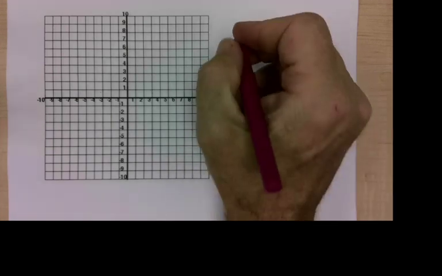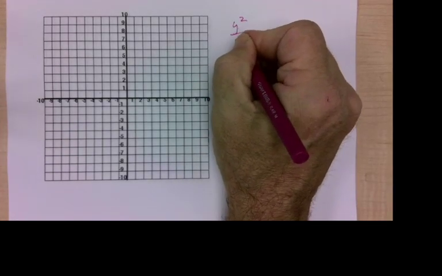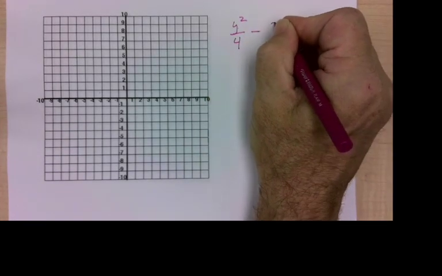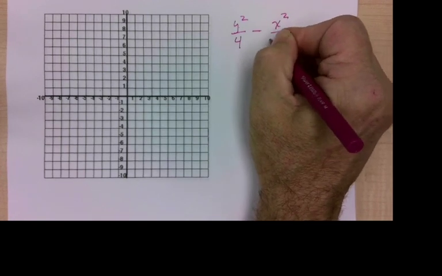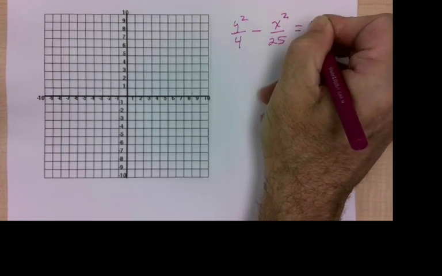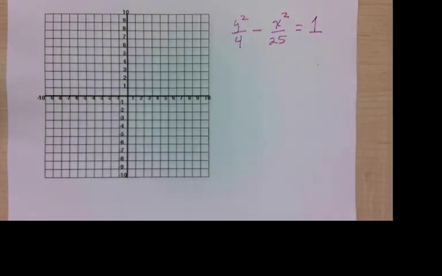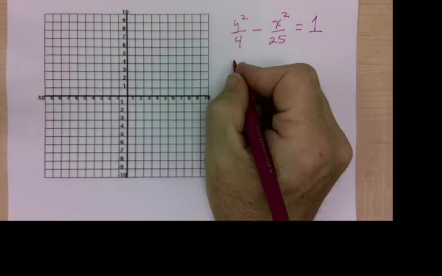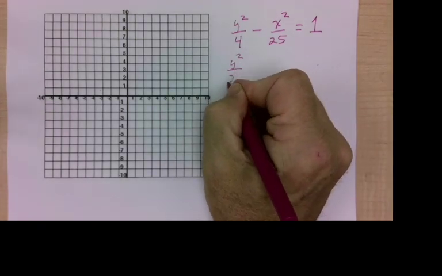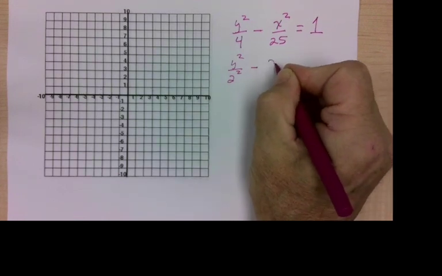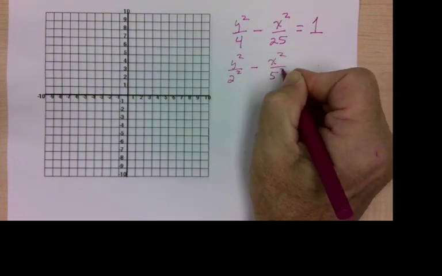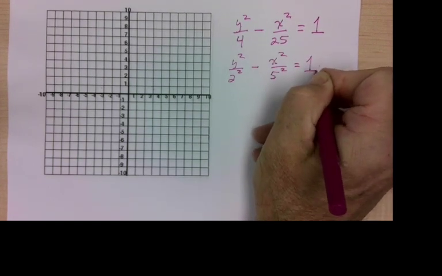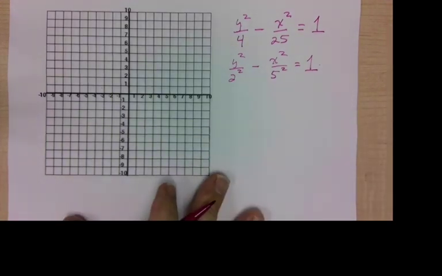So let's say y squared over 4 minus x squared over 25 equals 1. So let's graph this and do some analysis with it. So again, it's y squared over 2 squared minus x squared over 5 squared equals 1. This is the format that we want.